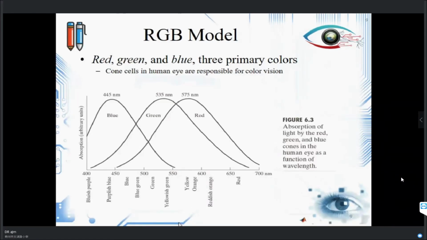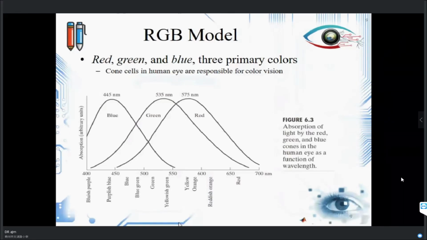Something that you should know is that the absorption of the light by the red, green, and blue cones is performed at specific wavelengths, and we can see the wavelength of them here. See the violet, blue, blue green, green, yellowish orange, reddish orange, and red. These are the wavelengths that you can see. And this axis is regarding the absorption of the color and also the wavelength of them.